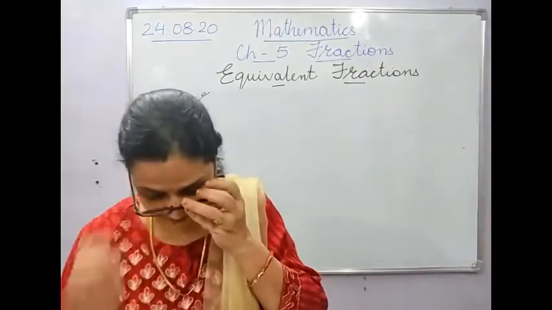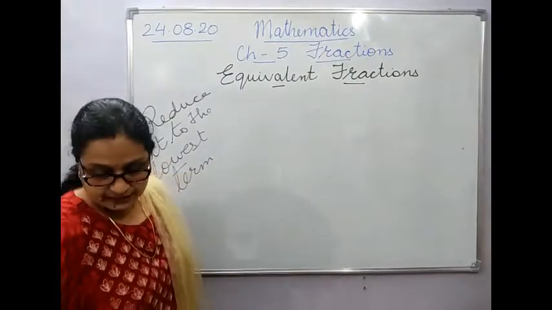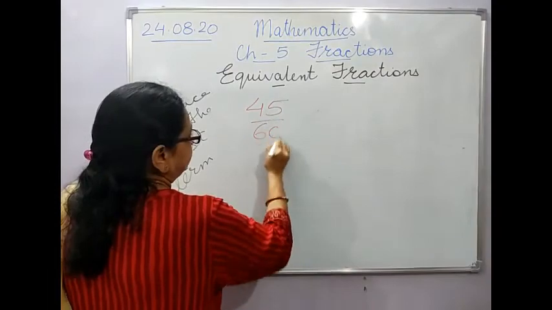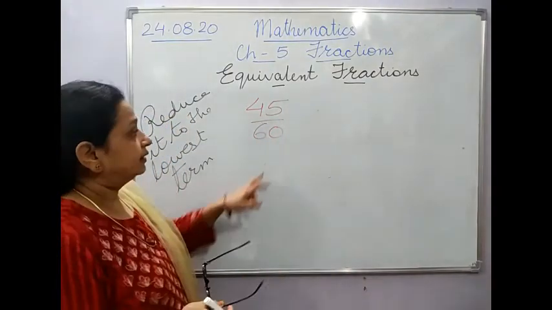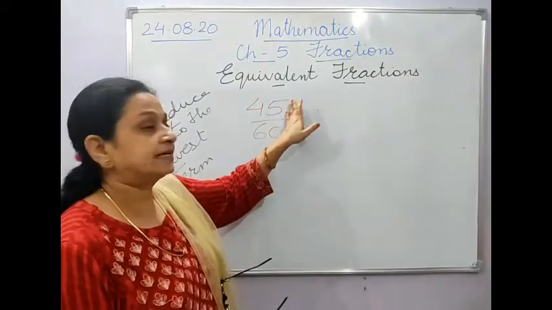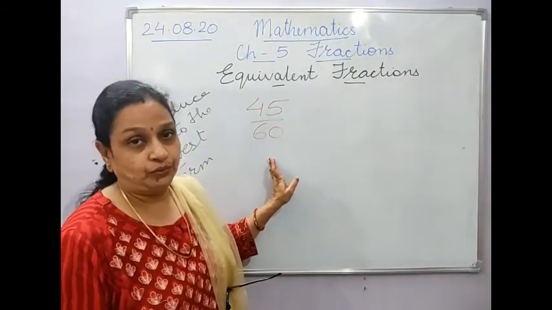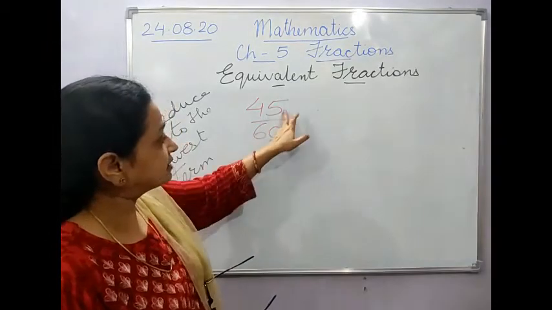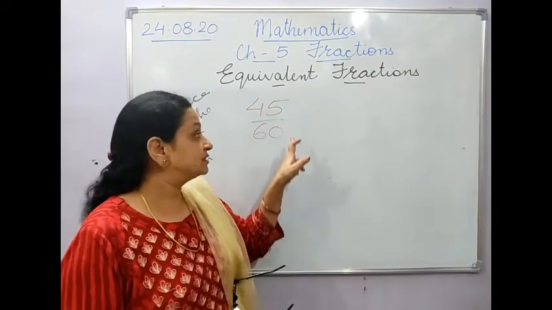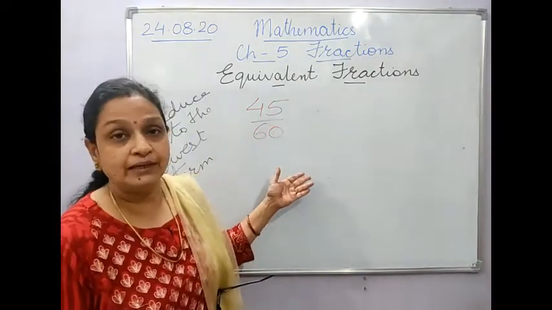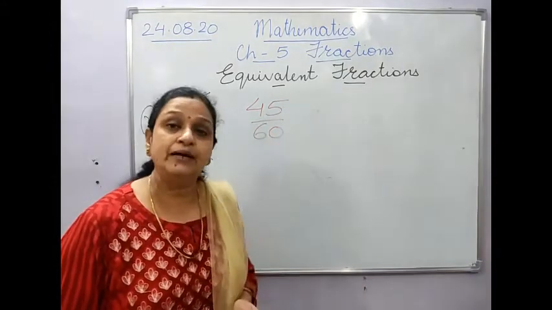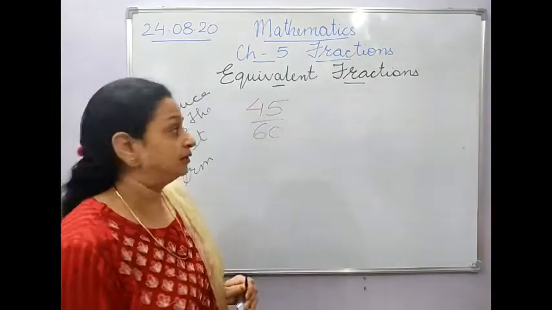Okay, so the same, I'll take 45 upon 60. Now, this is an odd number, this is an even number. That means it cannot be divided by 2. So let's try, and we know that this is 5 and this is 0. You have studied the divisibility, you have studied by which number you can divide. So it is 5 and it is 0, that means it can be divided by 5. So let's try with 5 only.